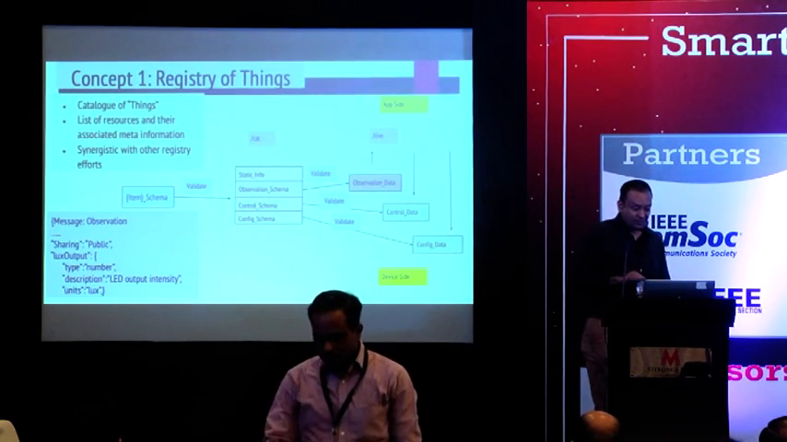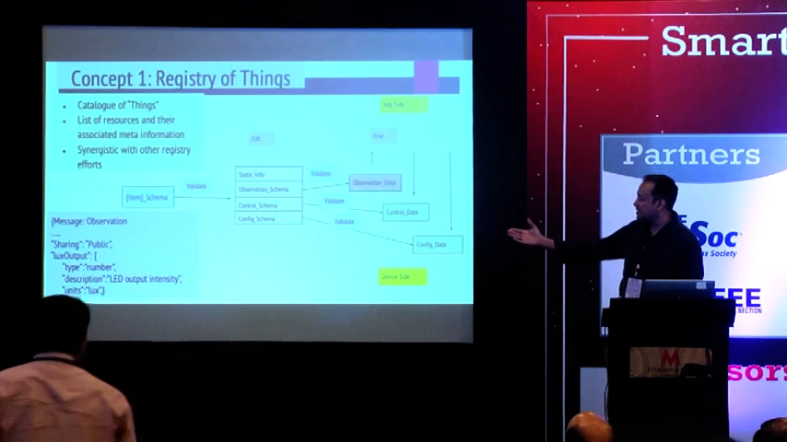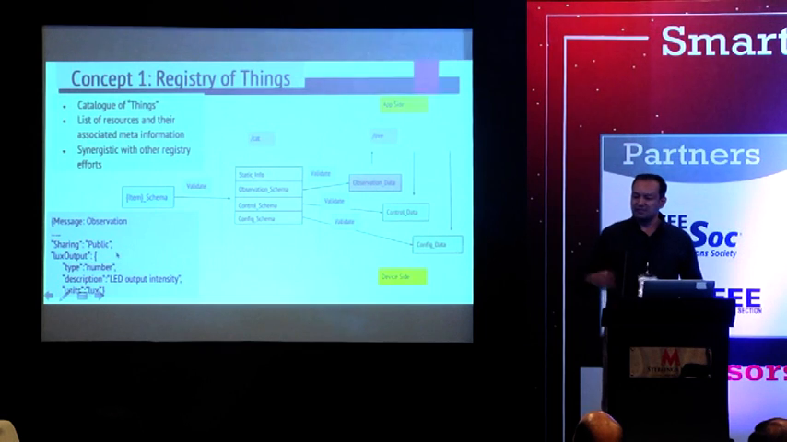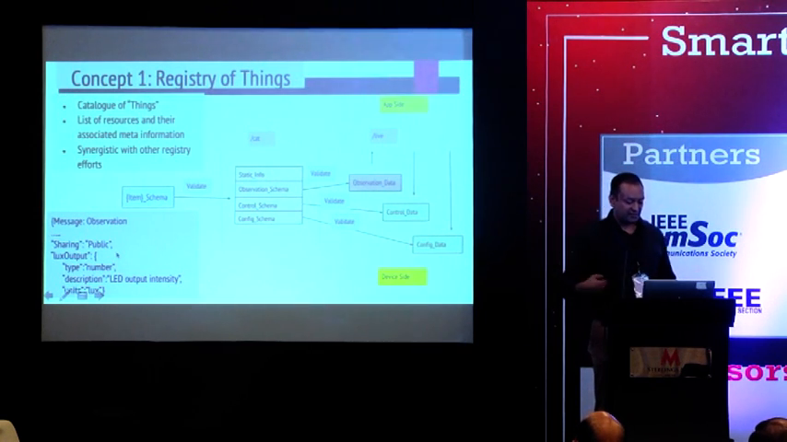For example, it could be a smart street light. One of the fields is lux output, and the field name is lux output. Its value is a number. There's some description. There's some units. This is up to the vendor. The vendor has to define this.